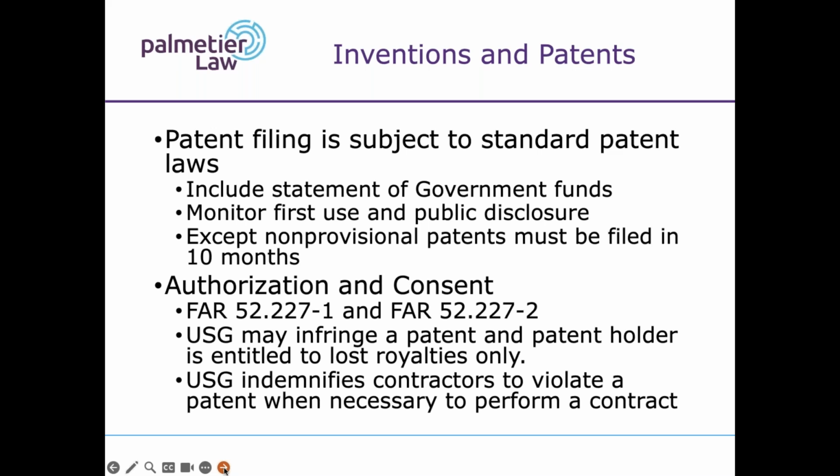You have to monitor that, again, make sure you're not using it. You don't sell it before you file the patent and you don't disclose it. Another exception is that in the patent process, if you file a provisional patent, you have 12 months to file your non-provisional patent. In the government contracting world, you have 10 months.